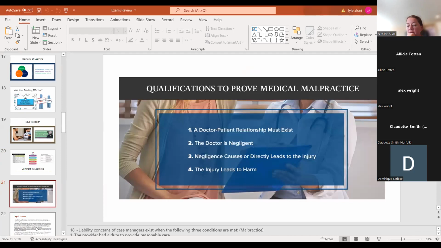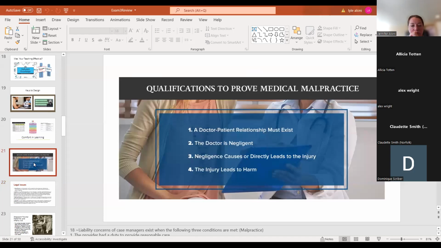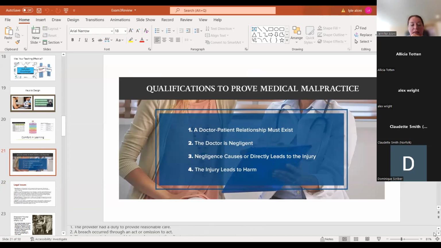All right, then we look a little bit into the legal and medical malpractice. We know that when we're trying to prove medical malpractice, we're going to look at our liability, and we need to know that in order for this to occur, the provider has to have a duty to provide for reasonable care. If that does not happen, then that's a liability breach. A breach occurring through an act or omission to act. So if something doesn't occur, and then whatever happened caused harm or injury to our patient. So that's how we would see our liability being tested there.